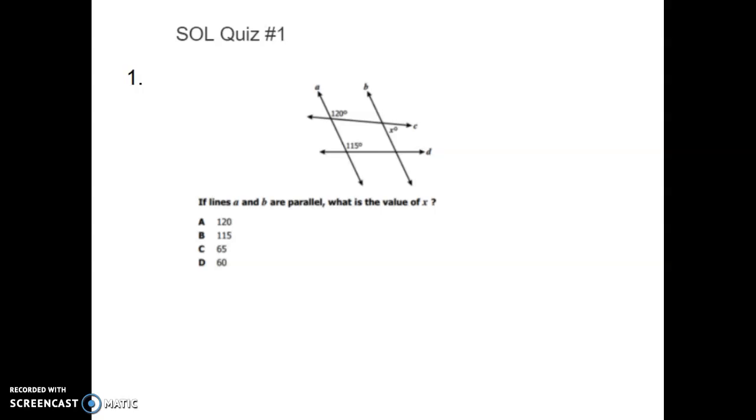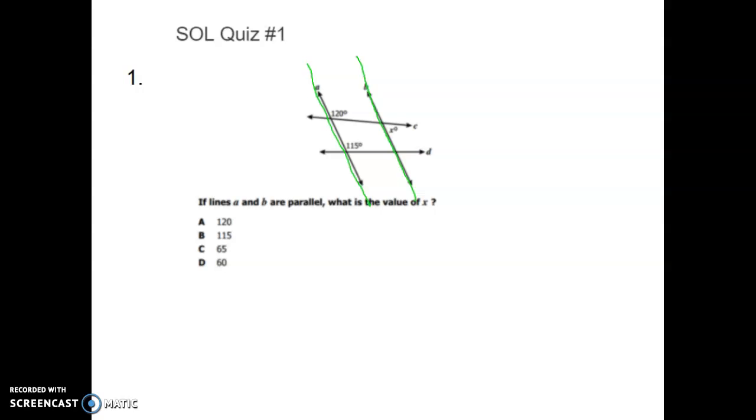Okay, geometry, we're going to go over SOL quiz number 1. So to find if the lines A and B are parallel, what is the value of x? Well, here are the two lines that we're talking about. Because we've got this little hashtag thing going, they were talking about A and B, not C and D. So are those two lines parallel?